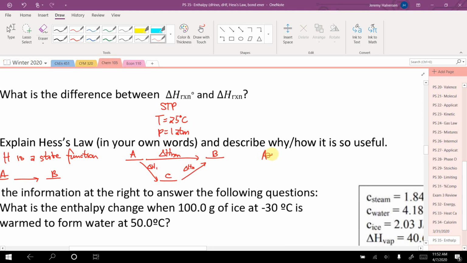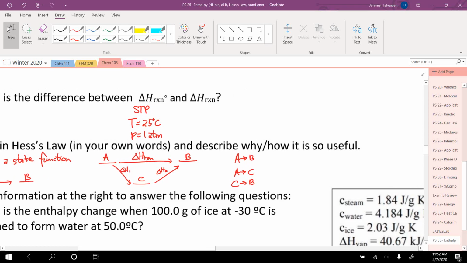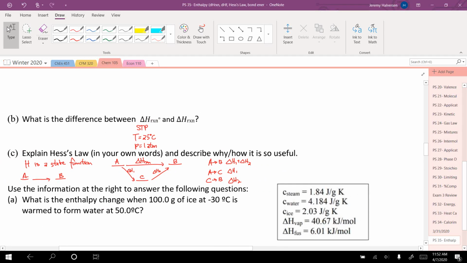So I'm trying to get A to B. I know A to C and C to B. Going from A to C and C to B is a different path, but the same result as going straight from A to B. So what that tells me is that in this case, this is delta H1, this is delta H2. A to B would have to be delta H1 plus delta H2. Now, maybe I didn't explain that very well, but we'll see examples later on.